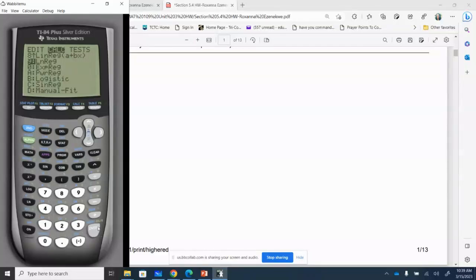I'll select that, which means I'm told to find a logarithmic function on that. And then I am going to go down. I don't have a frequency. I want my equation in Y1, so Vars, Y-Vars, Function, Y1. And then I'm going to calculate.